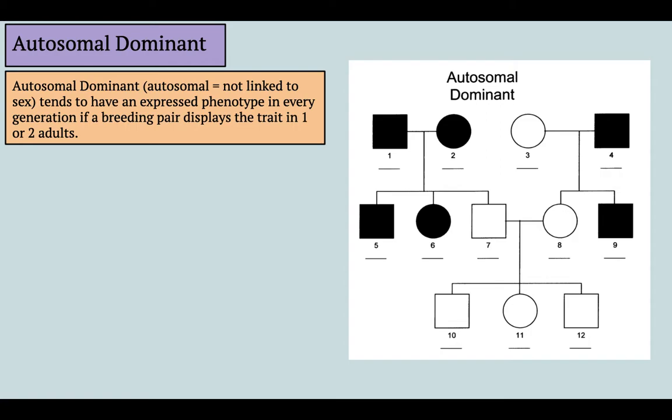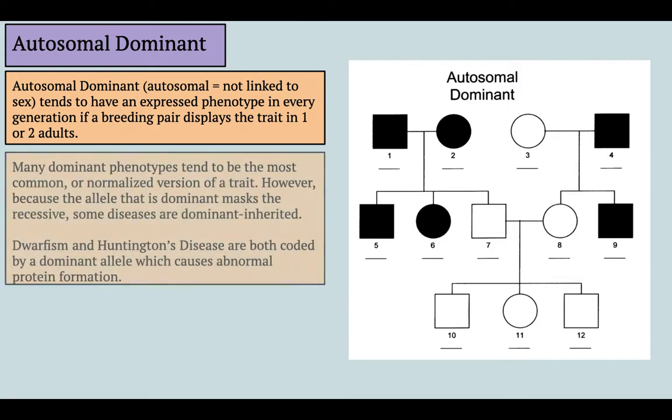So, autosomal dominant, autosomal meaning that traits that aren't linked to sex tend to have an expressed phenotype in every generation if a breeding pair displays the trait in one or two adults. So if we look at our first example, we have two individuals, male and female, that have a dominant trait, and two out of their three children have that trait. So that trait is more commonly expressed. 3 and 4 have a dominant and a recessive individual, and 1 out of 2 of their children have a dominant trait.